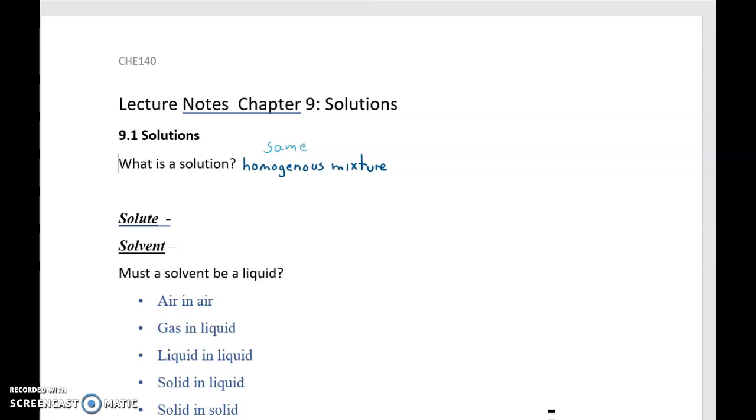What's a mixture? Well, a mixture is two or more substances, and they're physically combined. Are physically mixed, but not chemically.